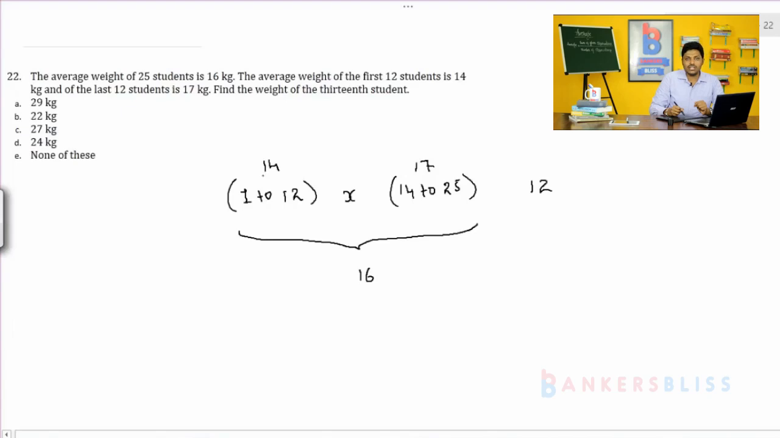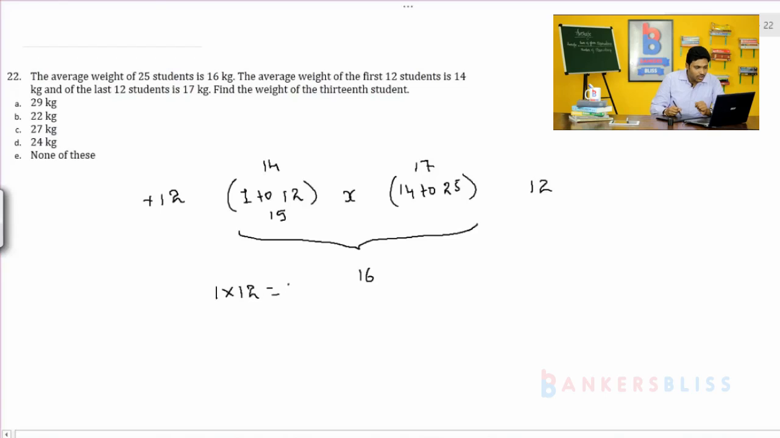So, 2 has to be increased per candidate, but 1 value from the 14th person, up to 25%, they can take. So, they will get 12 values, and their average is going to become 15. But still each and every individual has to get 1, because the whole average is 16. So, all the 12 members have to get 1.